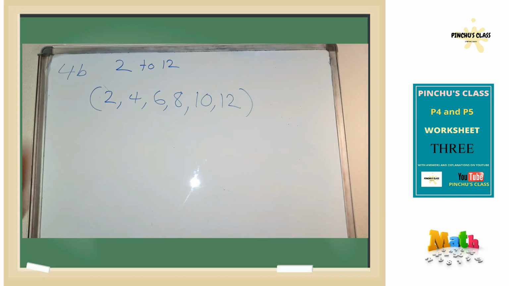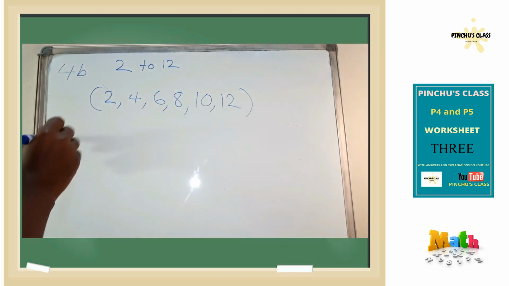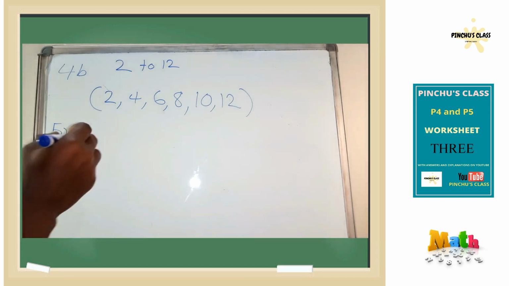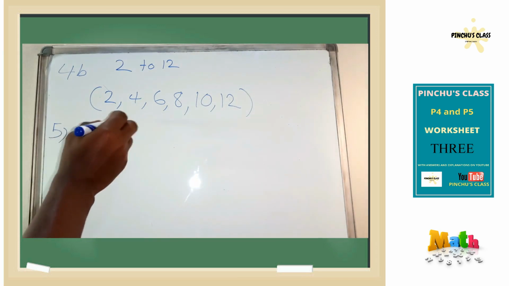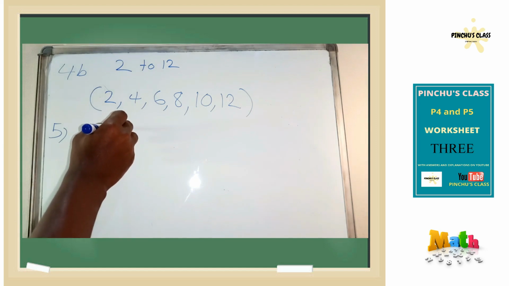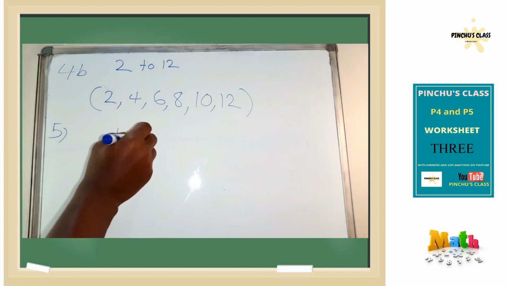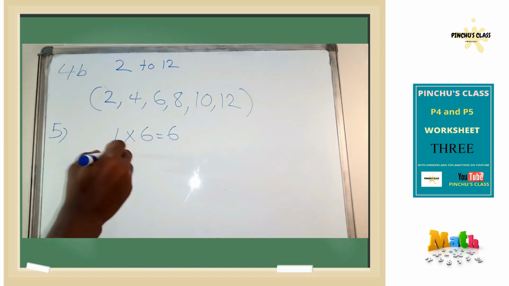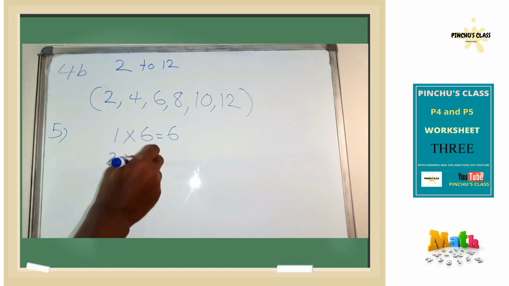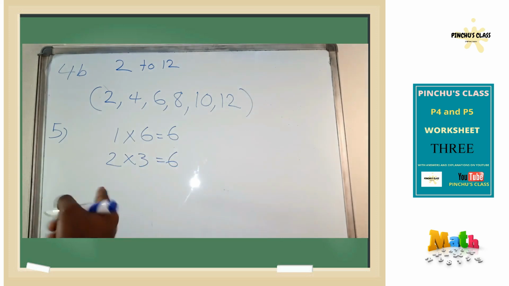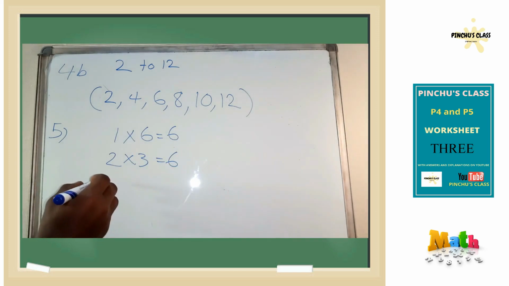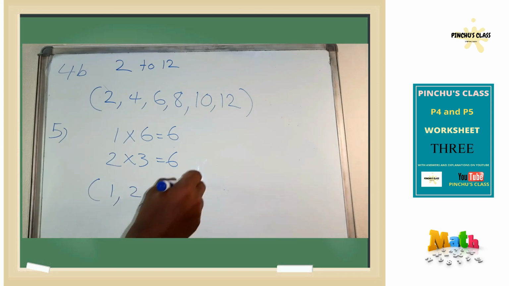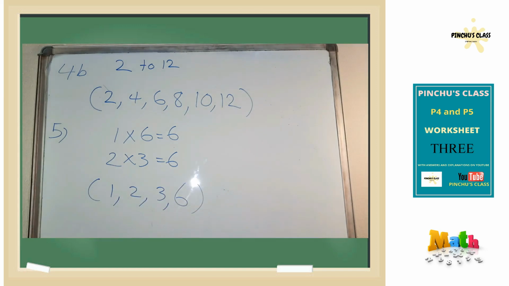Okay, let's go to number 5. They have told us to list down all factors of 6. So what we do, as we have already done, we just list those numbers. When you multiply them, you get 6. So the first one is 1 times 6, then 2 times 3 gives us 6. Do you have any other? No. So it's going to be 1, 2, 3, and then 6.